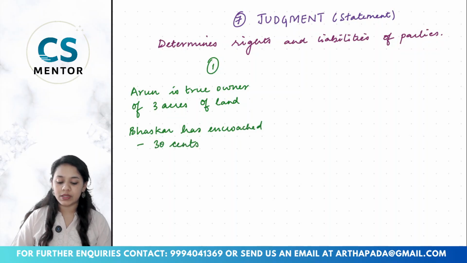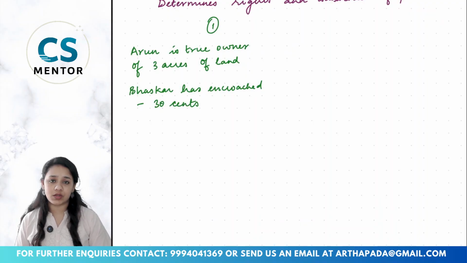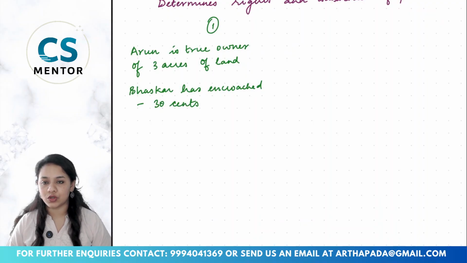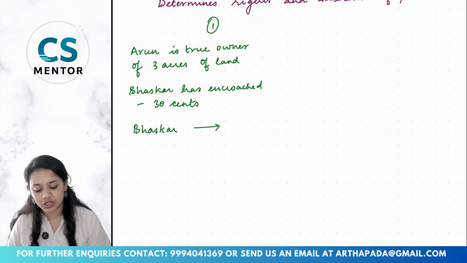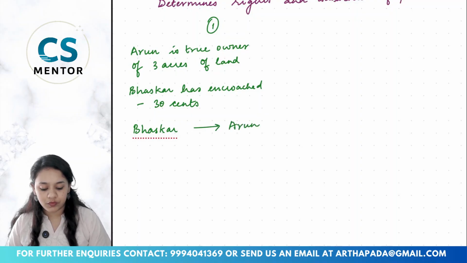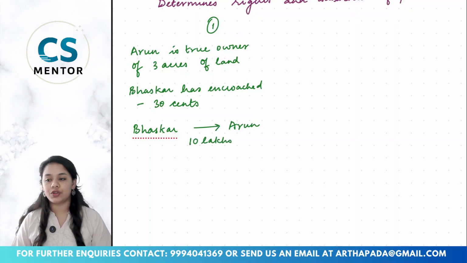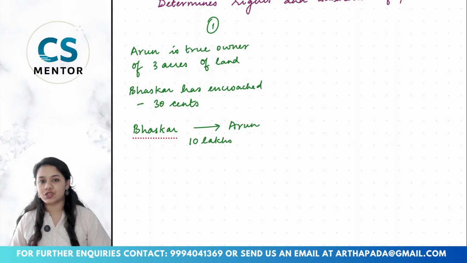See guys, immovable property is very valuable. So whether it is 1 cent of land or whether it's 2 cents of land, ultimately at the end of the day, there has been an encroachment. And so therefore the court is saying that Bhaskar has to pay a compensation amount to Arun to the tune of 10 lakh rupees. Maybe a little more than 10 lakh rupees, but let's just assume for example's sake that Bhaskar has to give Arun 10 lakh rupees.